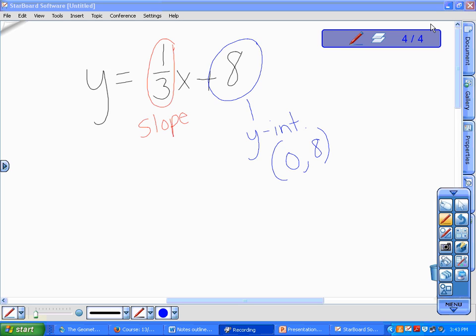Once we've identified the slope and the y-intercept, graphing this should be relatively easy and very quick. If I were to graph this equation, I would simply start on the y-axis and plot the point (0, 8). From that point, I am going to use my slope to find other points on the line. I will start at (0, 8) with slope 1/3. If you recall the definition of slope, that means rise over run.